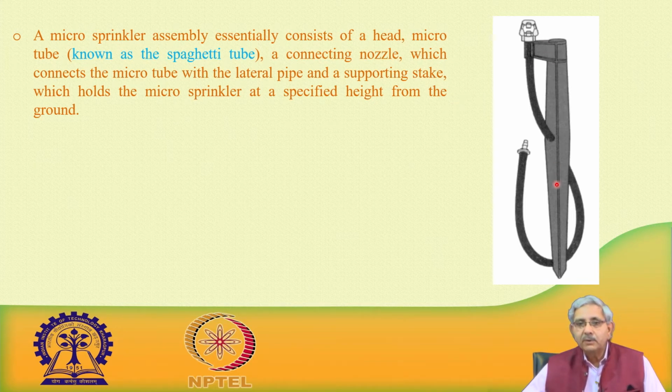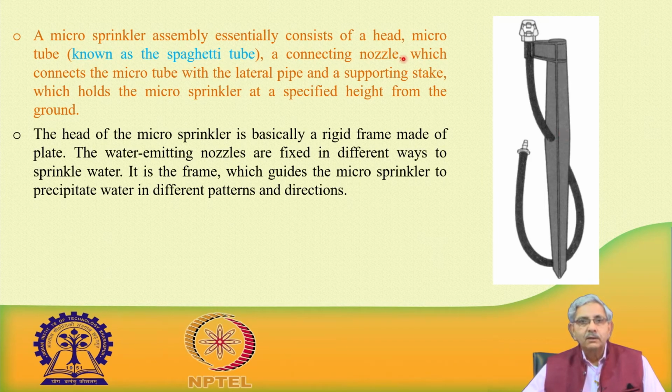So, if the crop height is a little large, then the stake is extended further, and another rod or plastic rod is added so that the height can be increased. The head of the micro sprinkler is basically a rigid frame made up of plate. The water emitting nozzles are fixed in different ways to sprinkle water. It is the frame which guides the micro sprinkler to precipitate water in different patterns and directions.